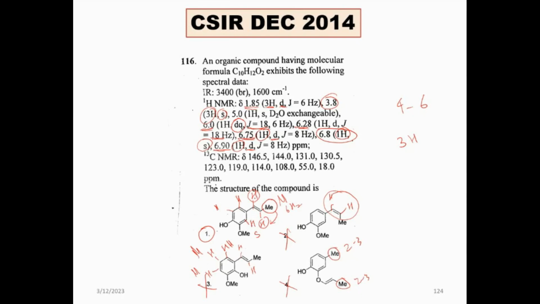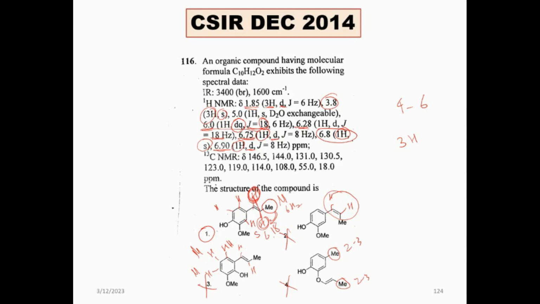So you have this 6.0 doublet of quartet, where one coupling is 18 hertz, that is with the alkene proton, and with this particular one it has 6 hertz. So this has 6 hertz and also 18 hertz. And now this hydrogen, you have 6.28, 1 hydrogen doublet. Then the aromatic protons 6.75 and 6.8.